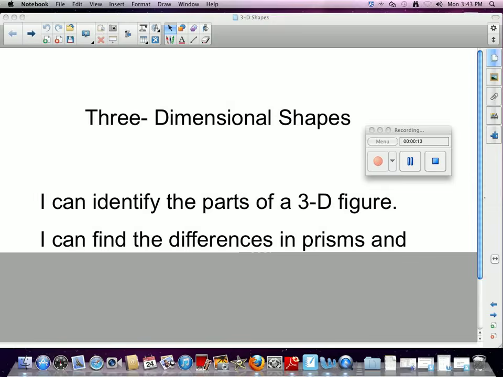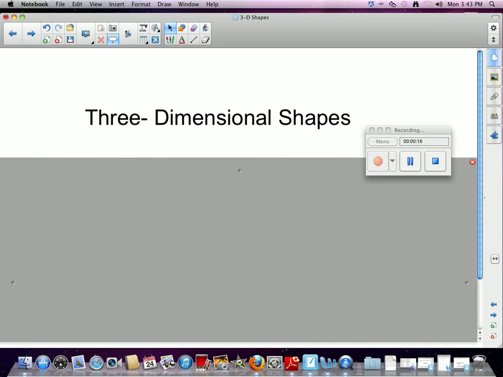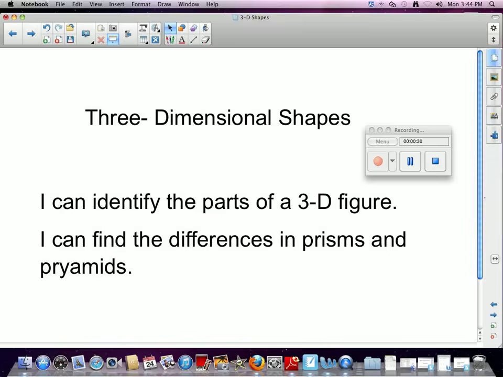Today we are going to take a look at three-dimensional shapes. You will notice they're hanging up on the top, and you can take a look at them while you're working today if you need them to be able to find what we're looking for. So today we are looking for, I can identify the parts of a 3D figure and I can find the differences in prisms and pyramids.